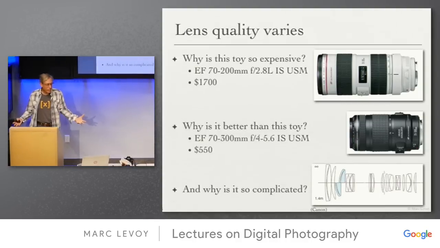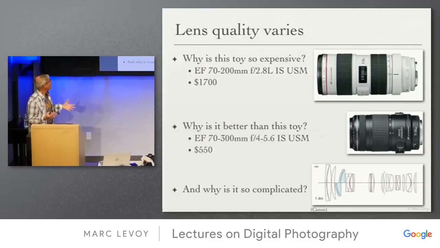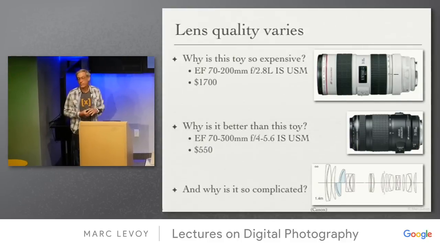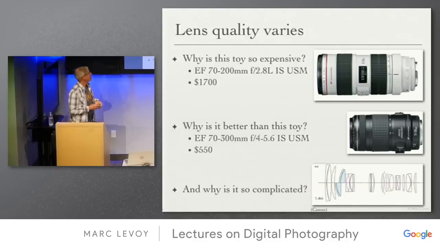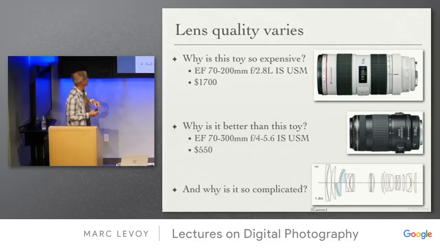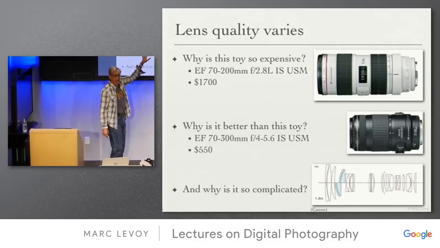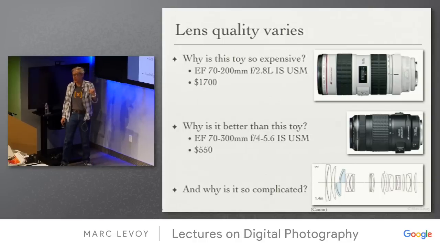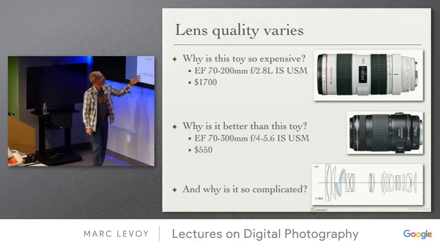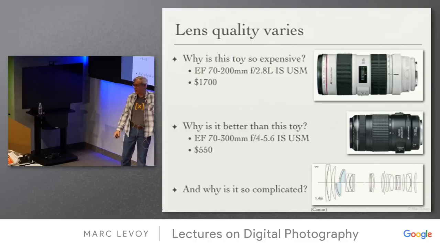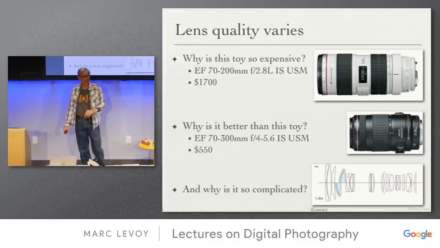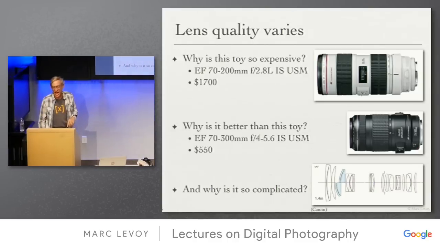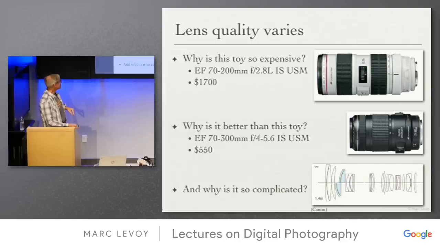So why is it important to study lens quality? Lens quality varies, and it affects your photograph. So the toy at the top is $1,700, a 70 to 200 f2.8 zoom. This is almost the same range, but it's much lower price. And why is the one at the top so bloody complicated? I count 23 pieces of glass here. That's a lot. What's it doing in there?